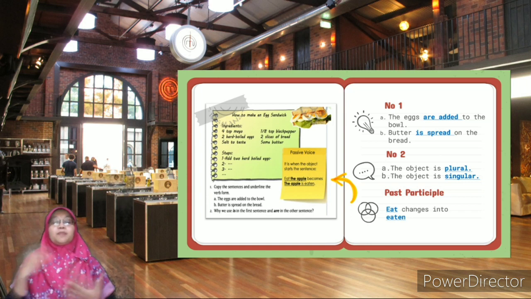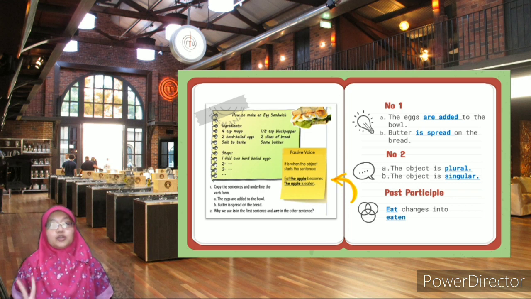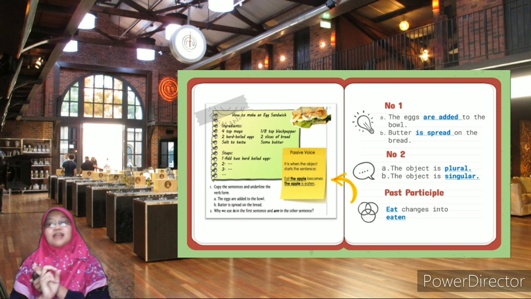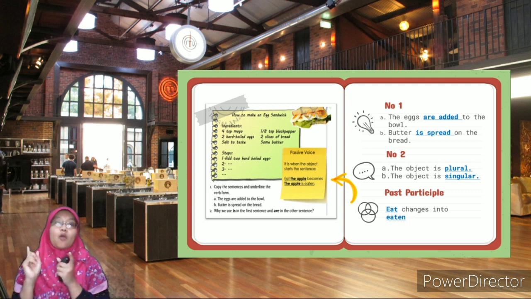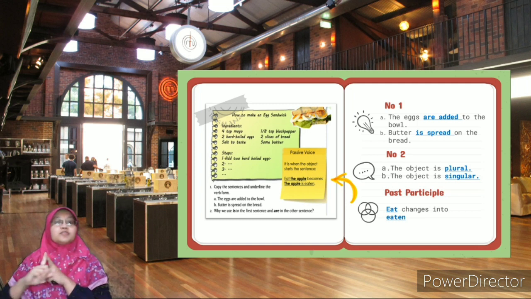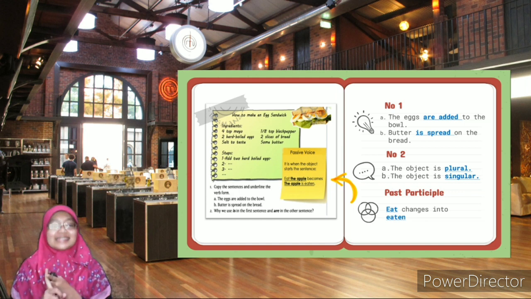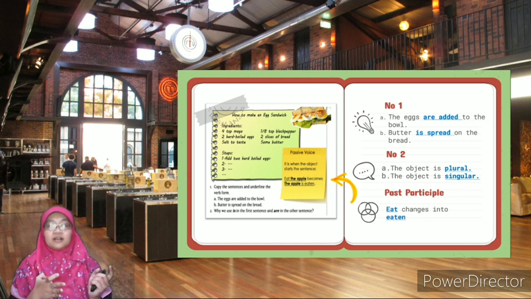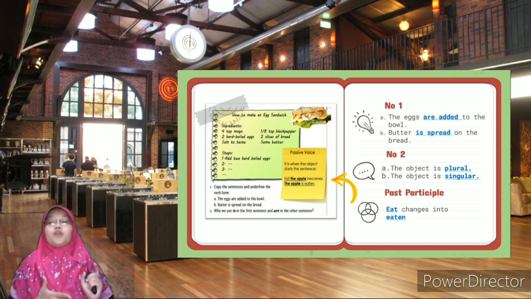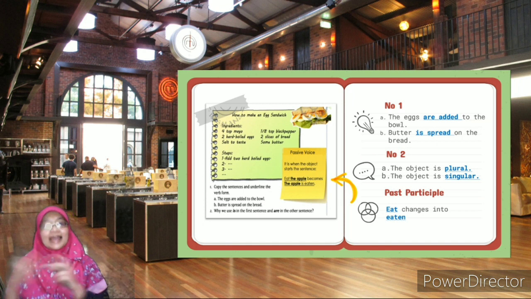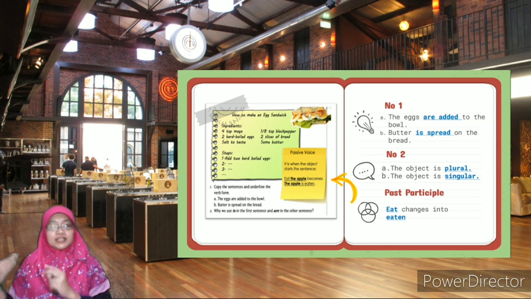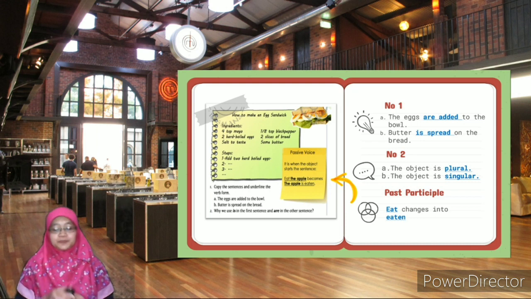So when we use the passive voice, we have two things that we have to remember. The first, how many objects? Is it only one or is it more than one? If it is more than one, we have to use are, and if it is only one, we have to use is in the first part of the verb form. And next, we change the verb into the past participle.